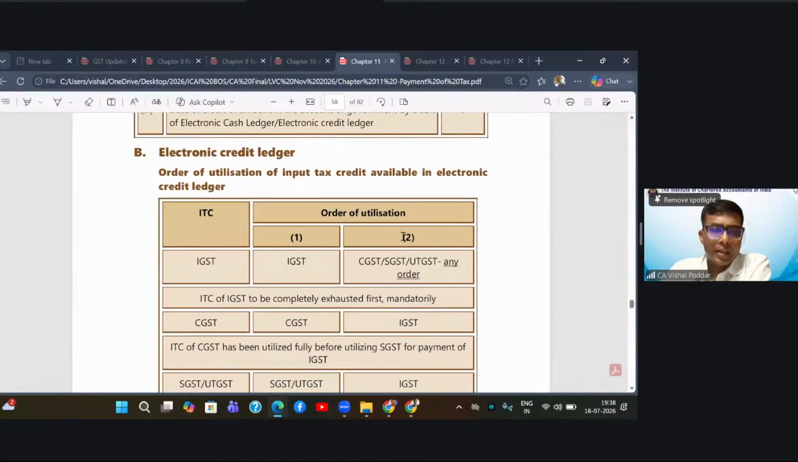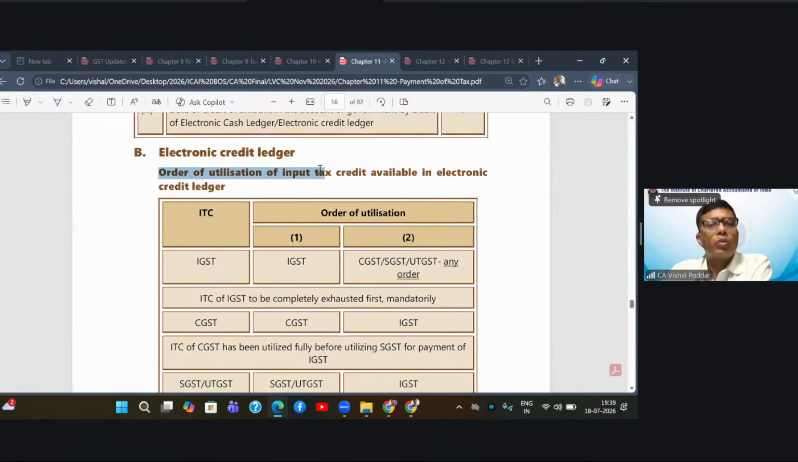Next ledger is the credit ledger. Now the credit ledger, as you all know, is created on the basis of whatever ITC is reflected in your GSTR 2B, which is coming to your GSTR 3B. Over there, whatever you show as the final net ITC availed in that month's GSTR 3B, that becomes your final ITC.